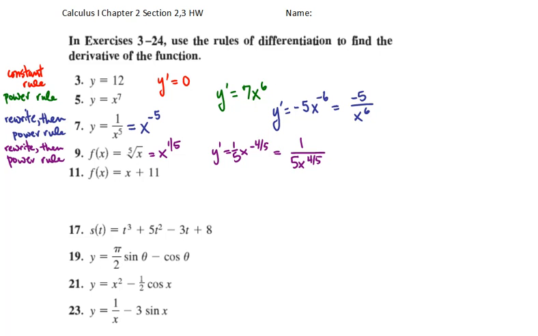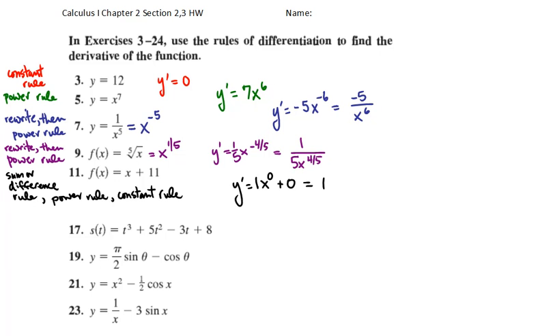Now problem 11 is an example of the sum or difference rule, together with the power rule and the constant rule. So the derivative of x, we treat that as x to the first power. We bring down the 1, reduce the exponent from 1 to 0, and x to the 0 power is 1, plus 0, because the derivative of 11 is 0, and that just leaves 1. And that should make sense because problem number 11 is a linear function and it has a slope of 1, therefore its derivative is 1 everywhere.